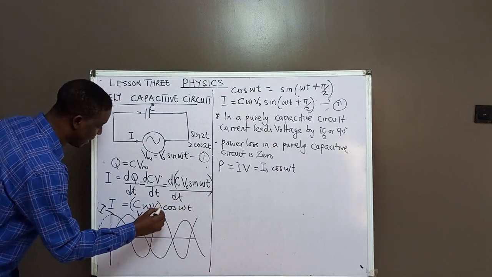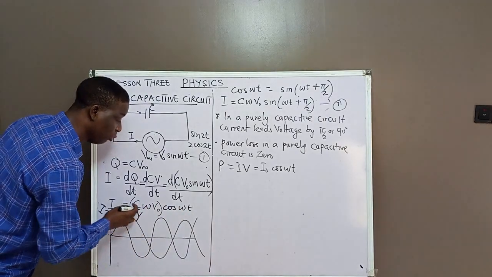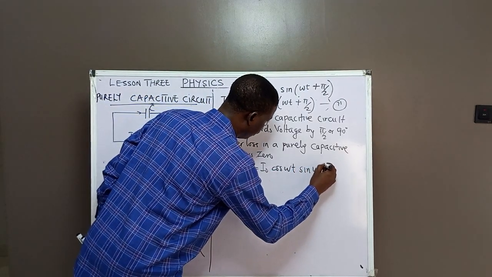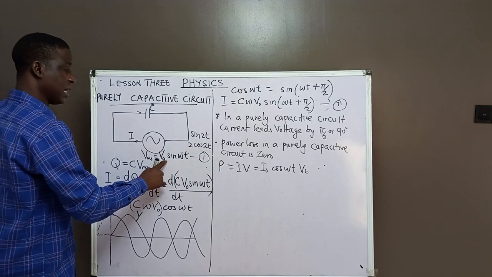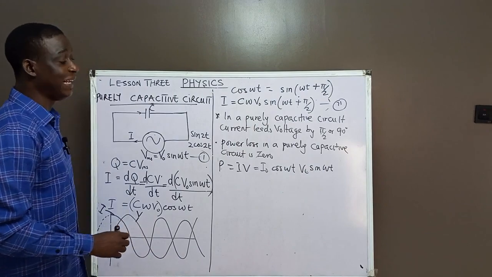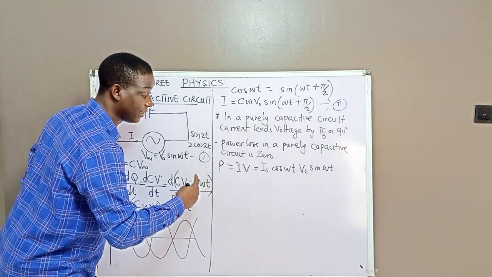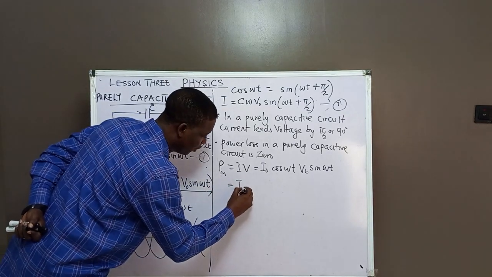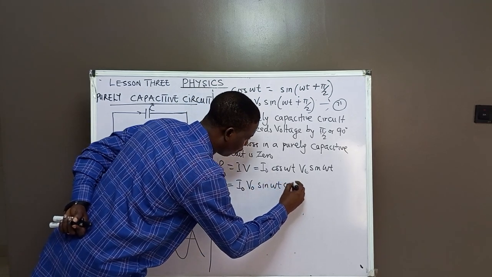because everything here is representing I naught. Somebody else can say I can replace everything here with I naught. So now sin ωt, that means V naught, that means this V sin ωt. So the instantaneous power here, it has instantaneous power but it does not have power loss or power expended. So instantaneous power will now be equal to I naught V naught sin ωt cos ωt.